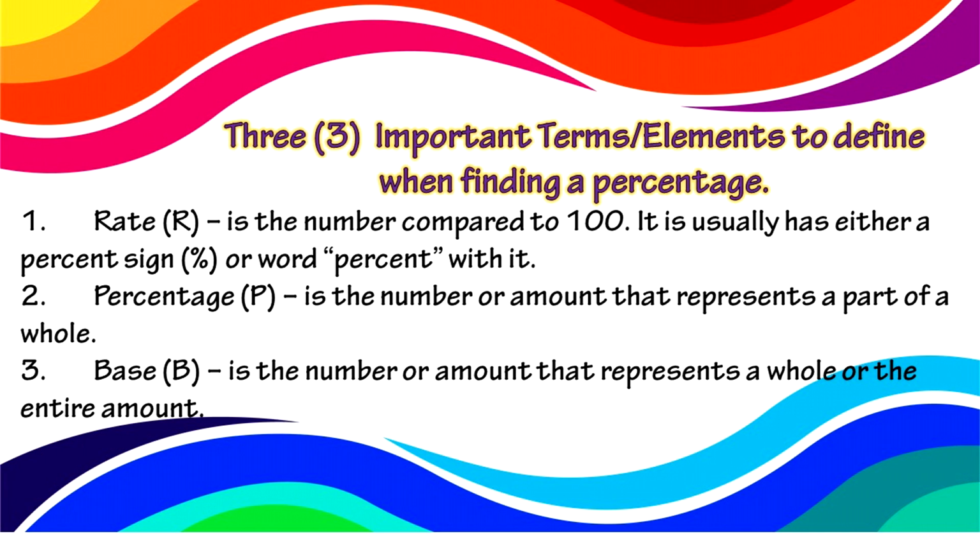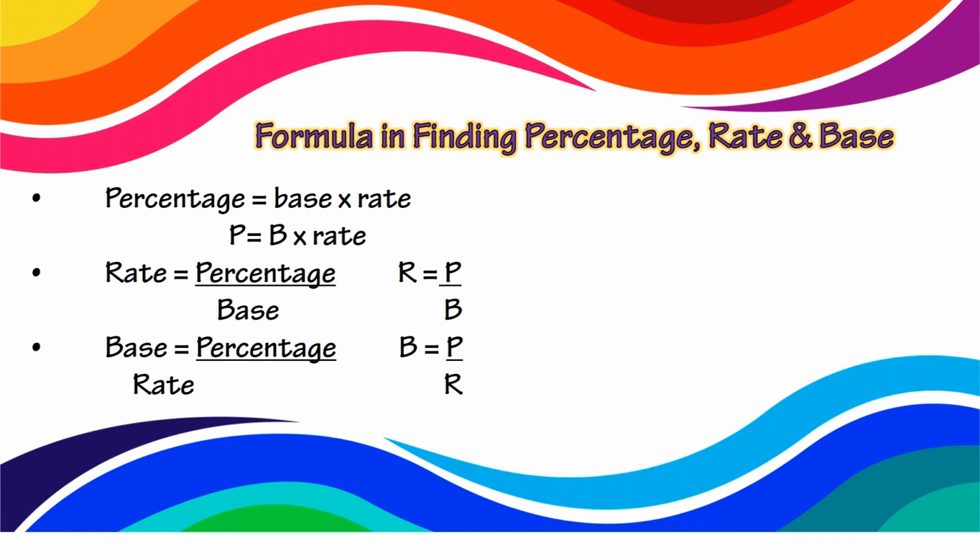In finding percentage, rate, and base, we have formulas. In finding percentage, we just multiply the base and rate. In finding rate, we just divide percentage by base. And in finding base, we just divide percentage by rate. Therefore, I would like to congratulate you. I know you now know how to find the percentage, rate, or percent in a given problem.